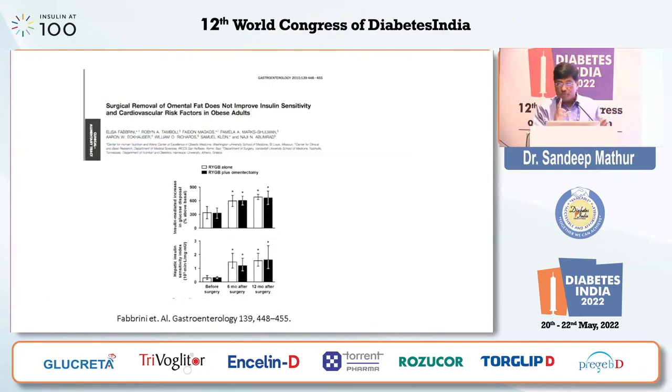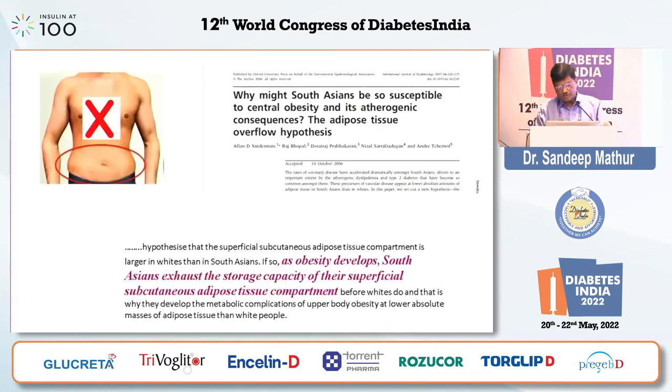And you remember, surgical removal of omentum has no benefit. That is, I think, the best evidence. The whole story of your visceral fat ends here. So, this nutrient overflow hypothesis is correct. It is not visceral fat. We call it intra-abdominal fat. That has nothing to do with your problem, or whatever it does is very limited. But we have to do some more studies.